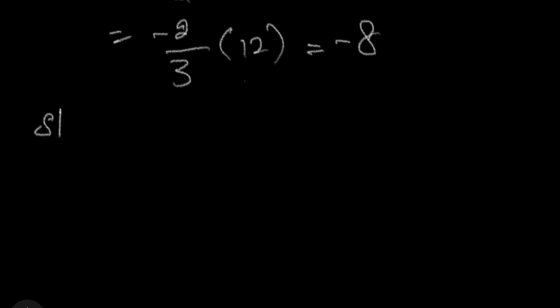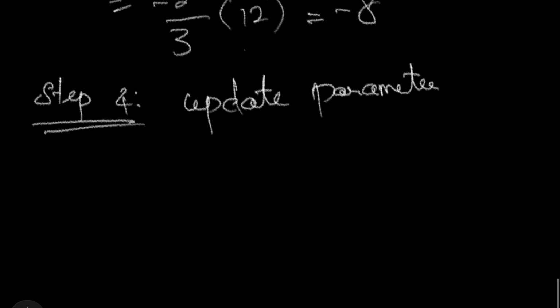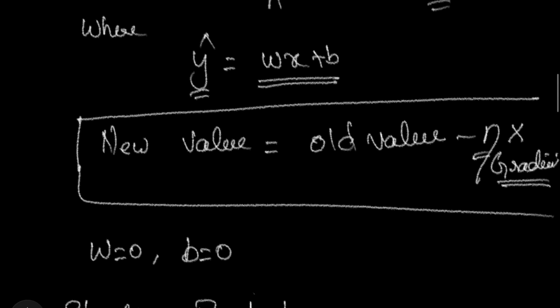Now step 4 is you have to minimize the error, so that by updating the parameters you are going to minimize the error. So how can I update the value of w here, because I have the old value. Right now you are going to find the new value. What is the formula that we have used here? New value equals old value minus learning rate into gradient.